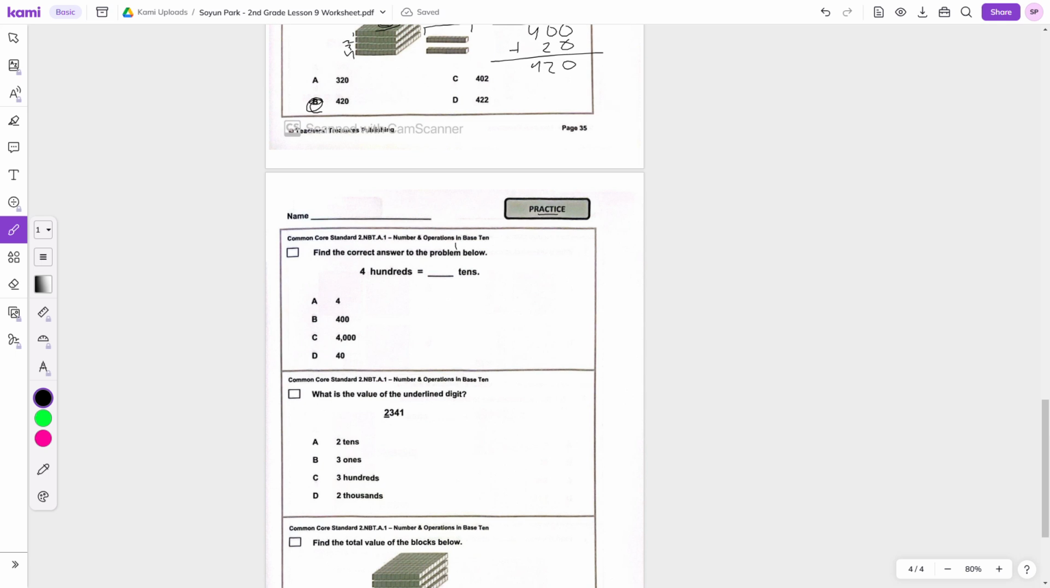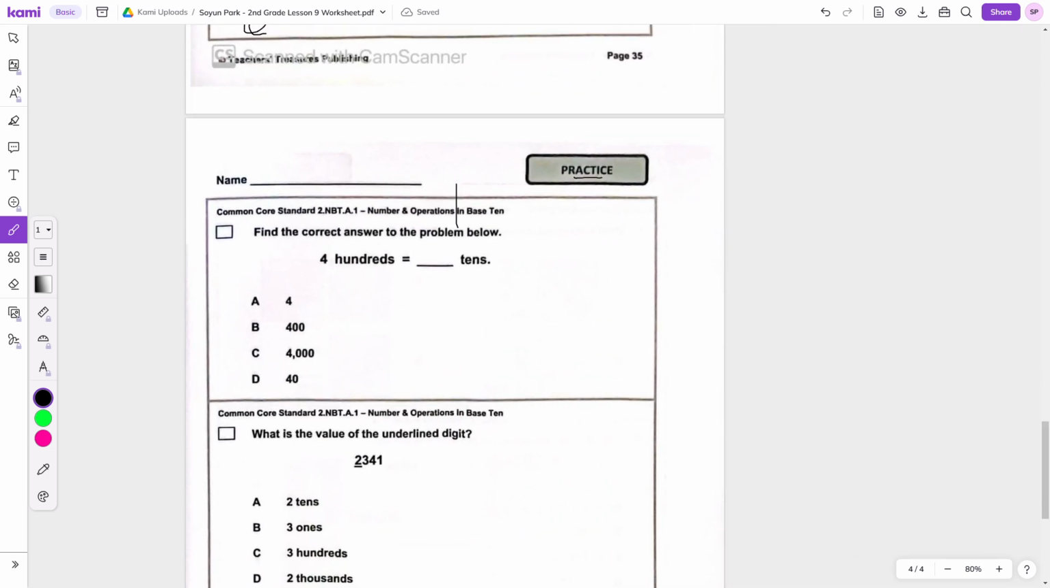Next, find the correct answer to the problem below. So 400 equals blank tens. And in 100 there are 10 tens. And in 400, it will be 4 times 10, which will be 40 tens. And it's 40.